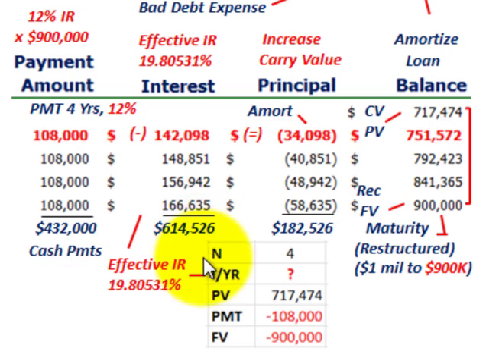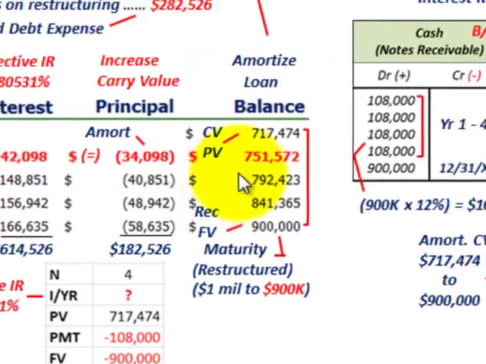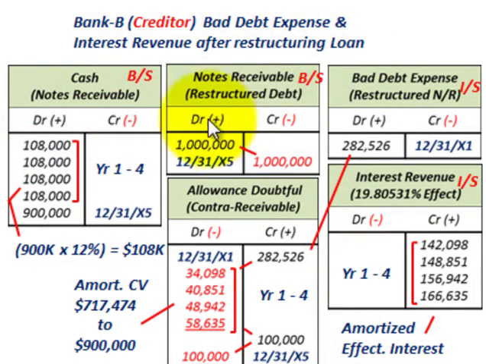So that's what you want to take away from here. Now let's look briefly at how we'd enter this on our balance sheet and our income statement. Again, this is Bank B, the creditor, and we're going to be looking at the bad debt expense and the interest revenue after restructuring this loan.